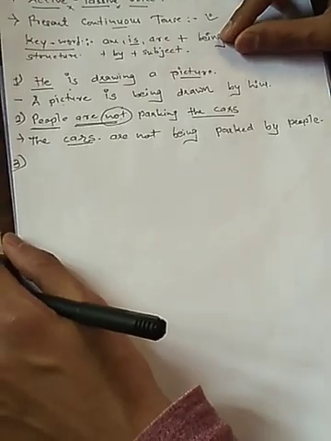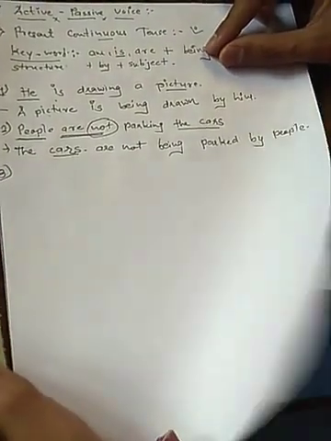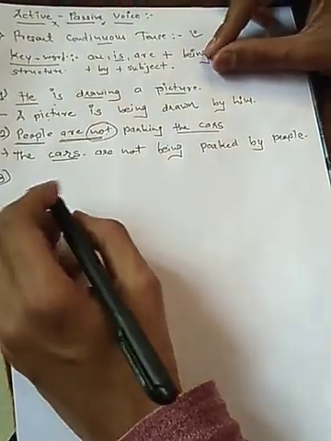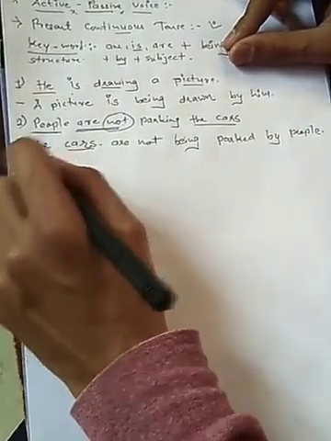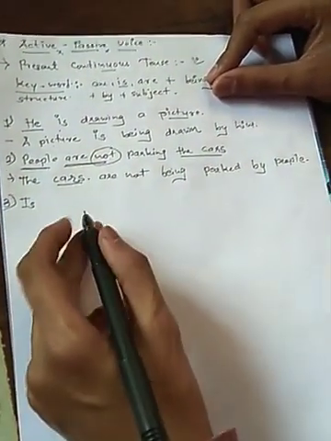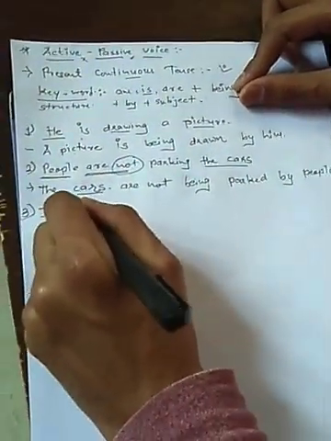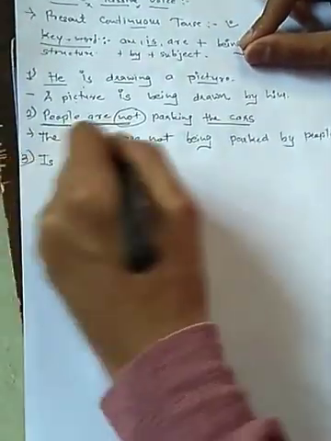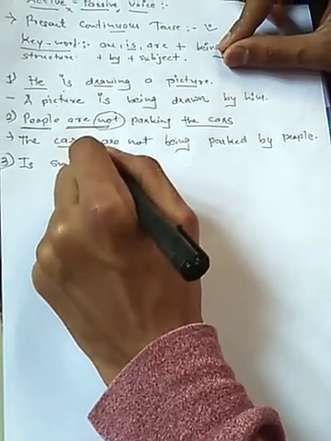Now let us take the third example. Here we are going to take an interrogative sentence, and the interrogative sentence which starts with am, is or are. Here I am taking, is Sunil singing a song?